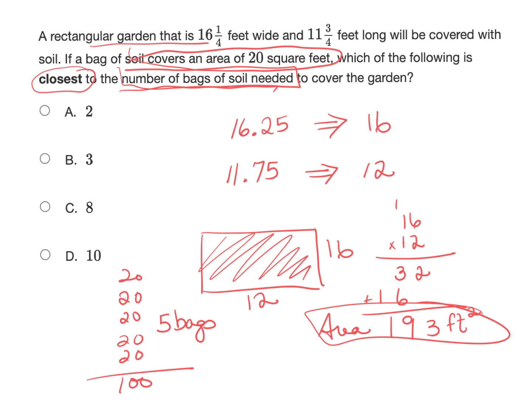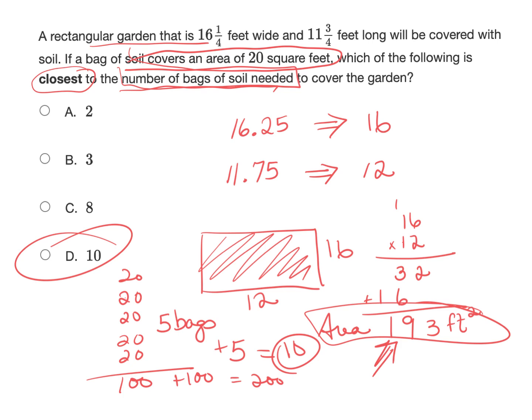So obviously another 5 bags would give me another 100 square feet, and so that's how much I need. I need at least 200 covered. So if I have soil enough for 200 square feet, it'll definitely cover my 193 square feet with a little left over. And 5 plus 5 is 10. Oops, sorry.